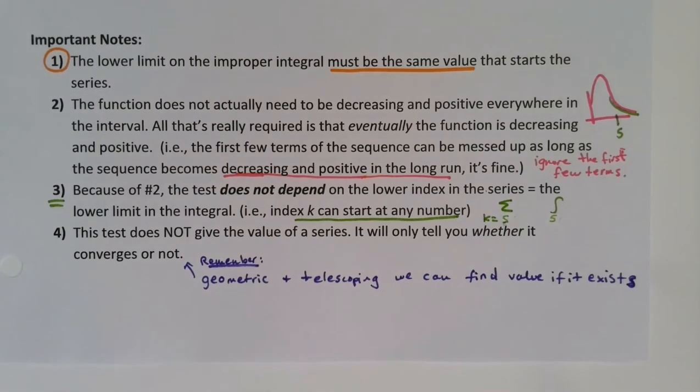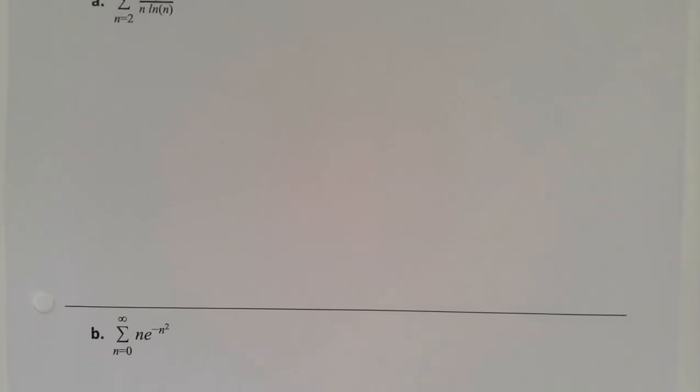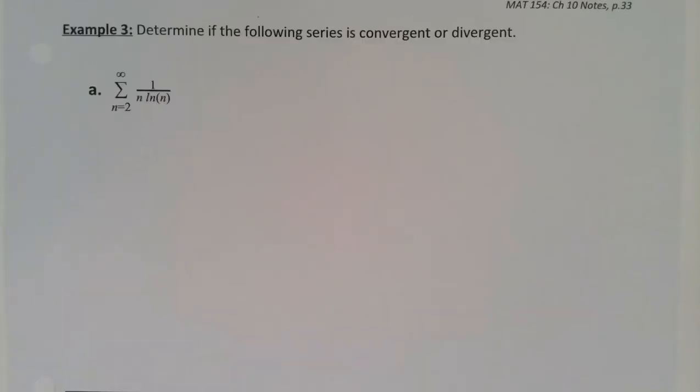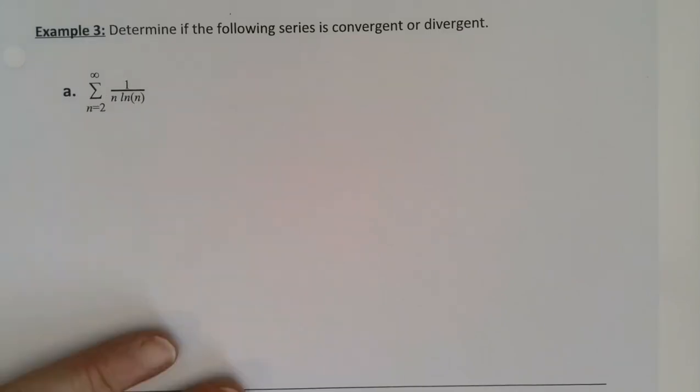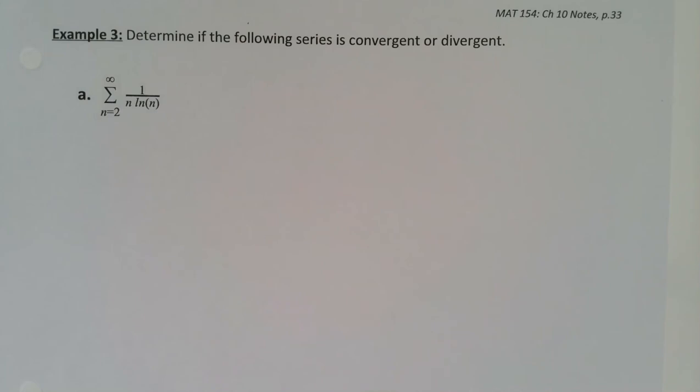All right, so let's practice this idea, this theory on a problem. So we have the function 1 over n natural log of n. The first thing I'm going to do is graph that function and see if it satisfies our conditions. Because if it doesn't satisfy our conditions, we've got problems.